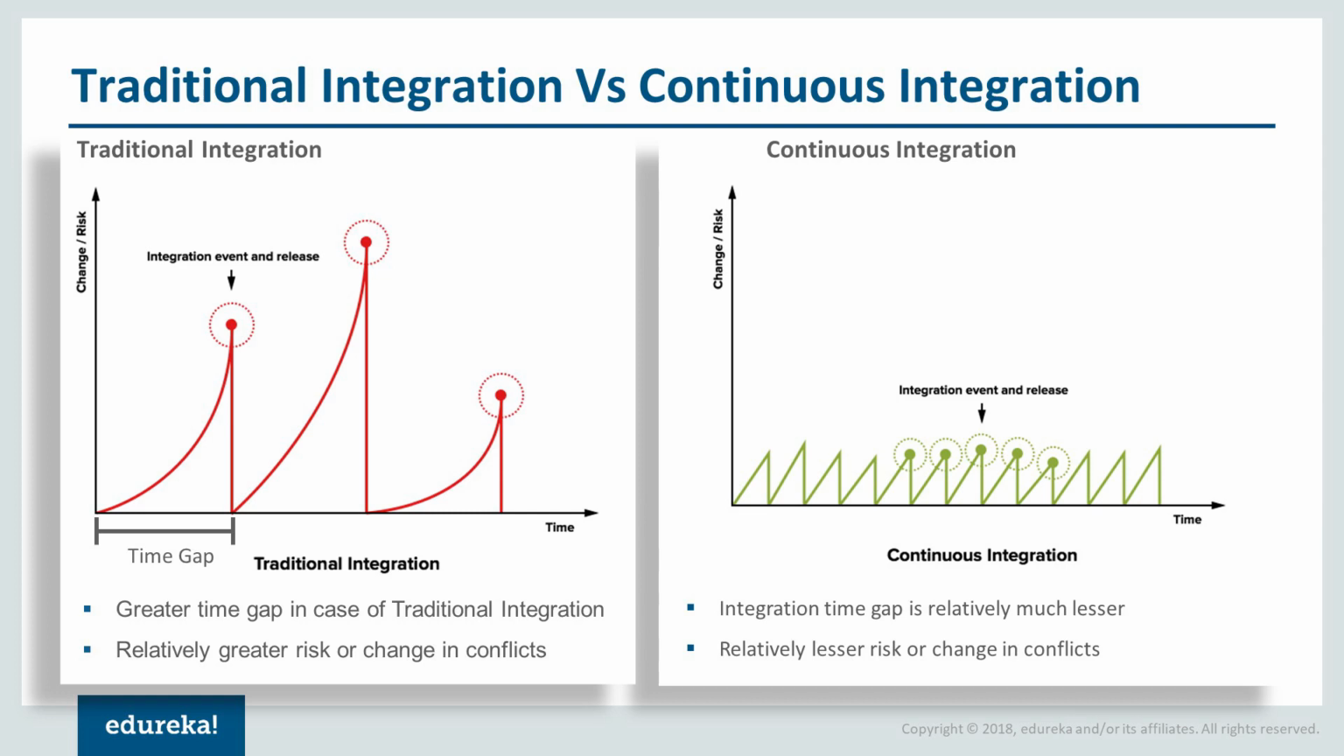If you compare the same thing with continuous integration, as you can see here, the integration events and releases are fairly evenly distributed, and the integration time gap is relatively much less. Because the amount of change which you are pushing to the production machines is very less, even the risk of losing the changes or any kind of conflict or failed changes goes down drastically, right? So you have less chances of failure if you are putting incremental changes onto your prod machines, which is the main principle behind continuous integration.